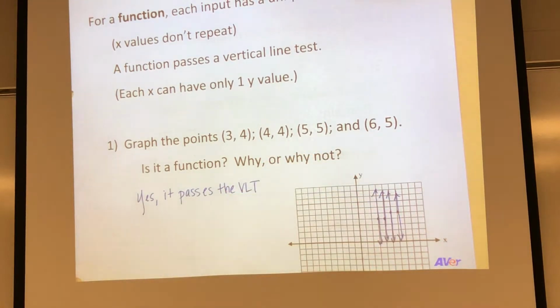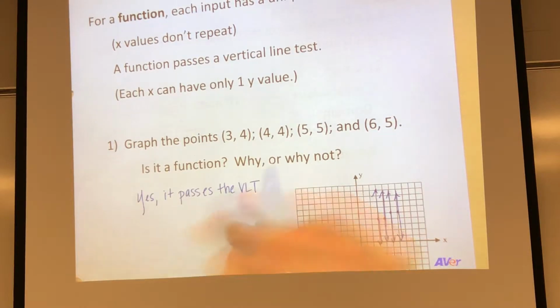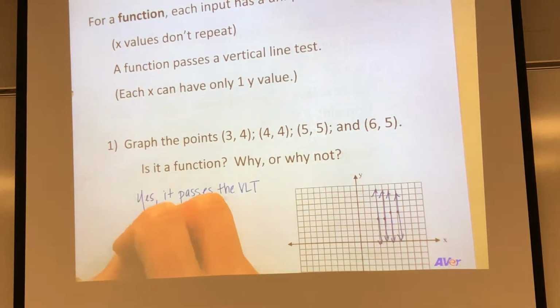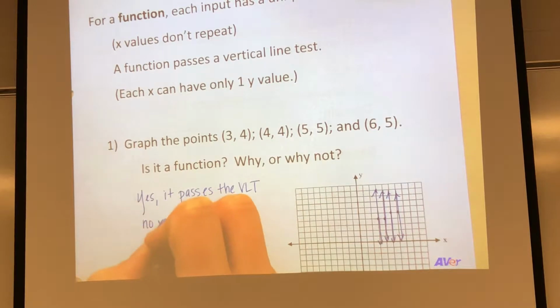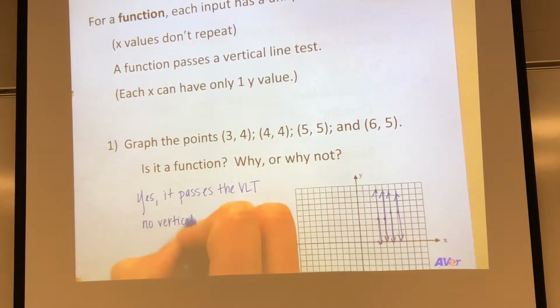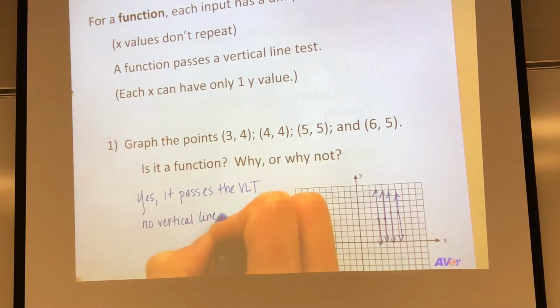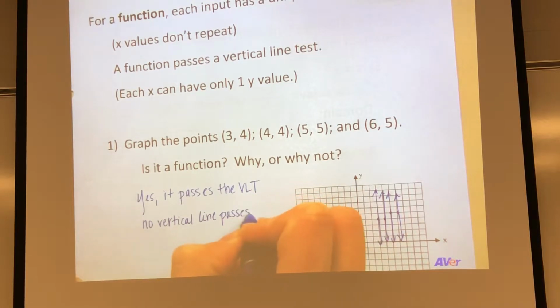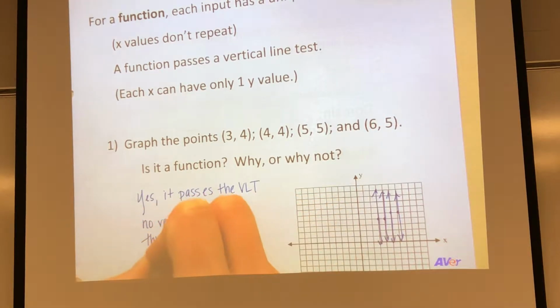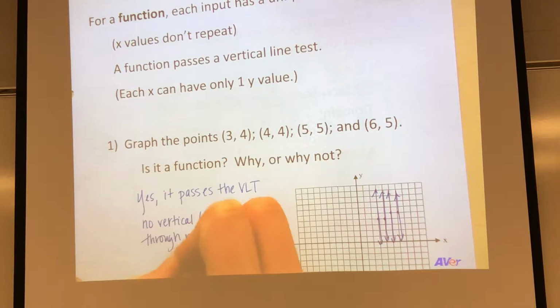And when it says why or why not, we want to explain what that vertical line test means. So we need to say that no vertical line passes through more than 1 point.